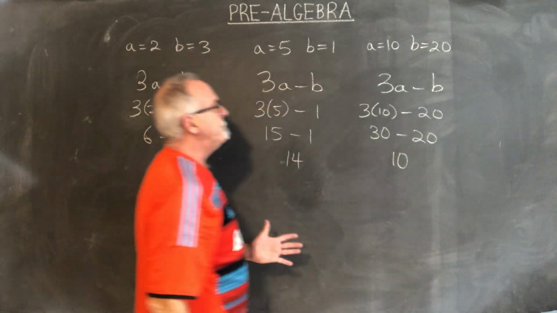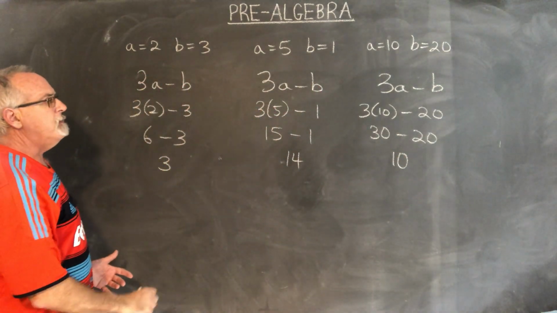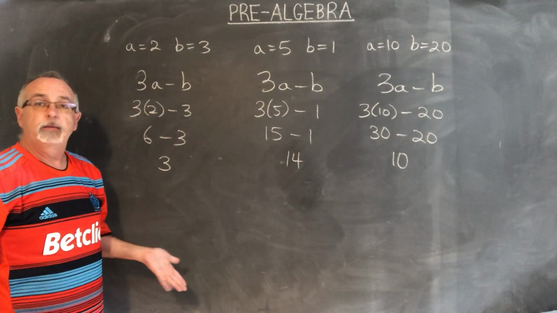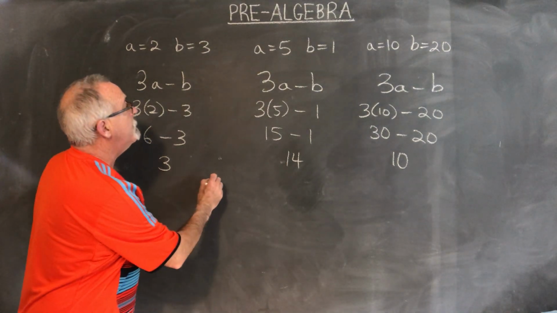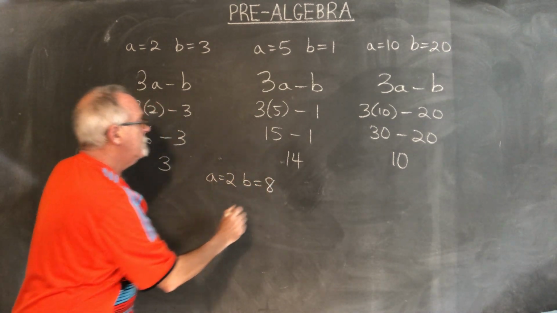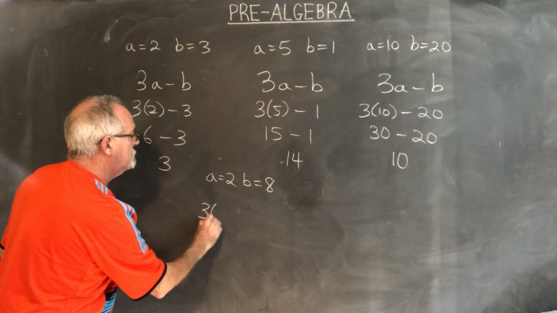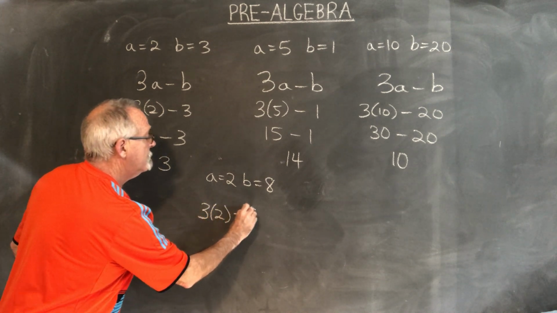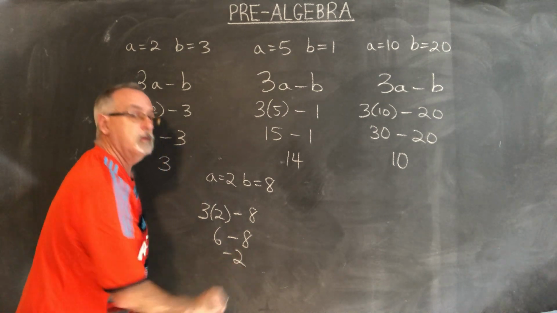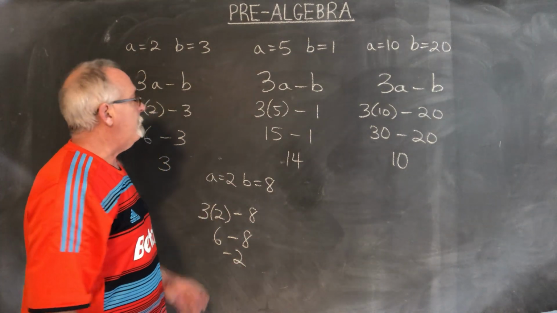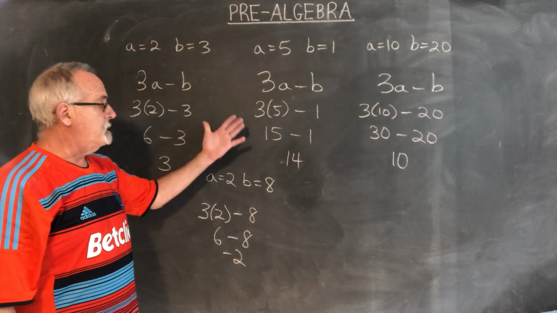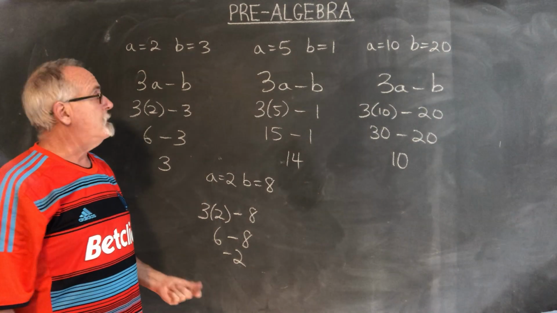I have my answer. Let's do a 4th one, because none of my answers ended up being negative. Can the answer end up being negative? Yes, that already happened in a previous example. How about if I have A equals 2 and B equals 8? What's going to happen now? 3 times 2 minus 8 is 6 minus 8, which is equal to negative 2. Still works. I don't have to have a negative answer. I don't have to have positive answers for this to work, because I can handle integers.